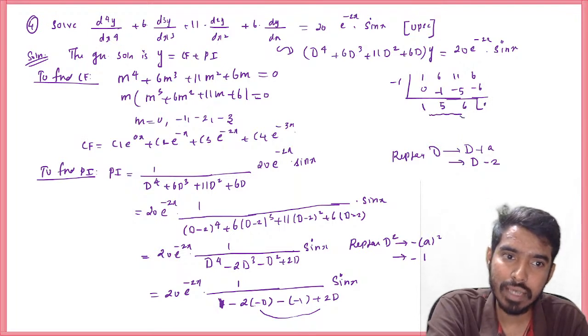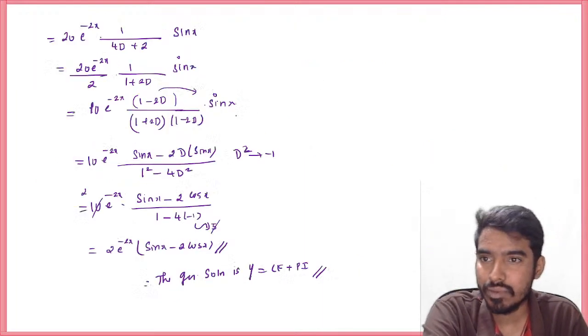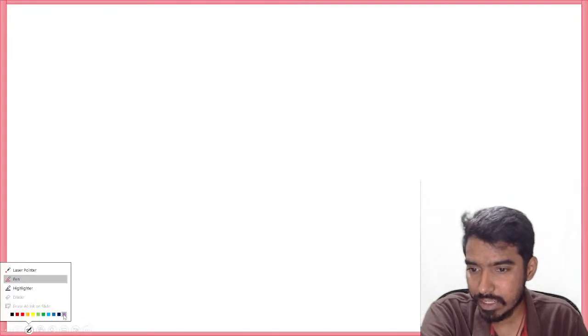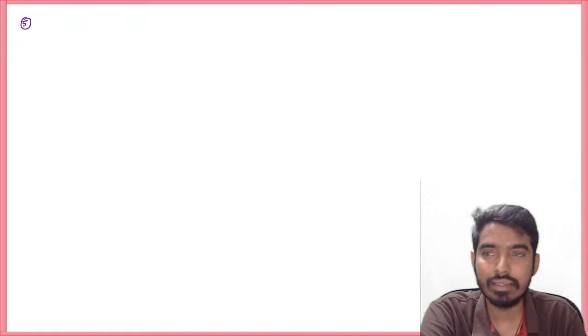Now you solve this quadratic equation, m square plus 5m plus 6. You will get minus 2 and minus 3. So therefore 0, minus 1, minus 2, minus 3 are the roots. So we'll do the last problem in type 4, and then we'll move on to type 5, and then we'll wind off this.